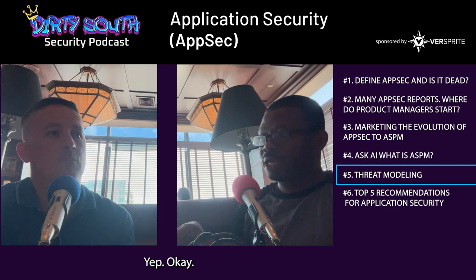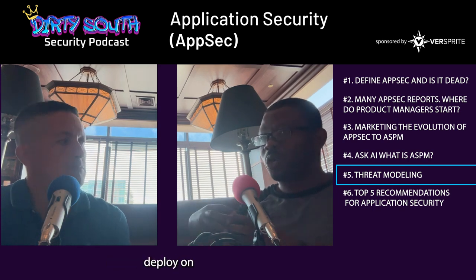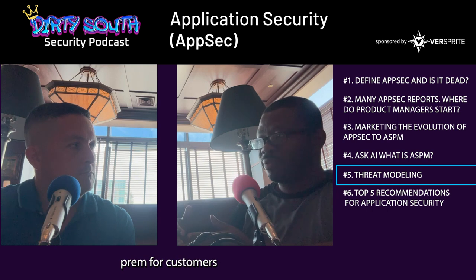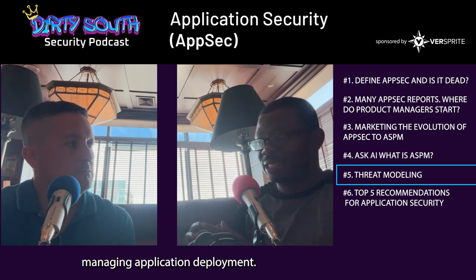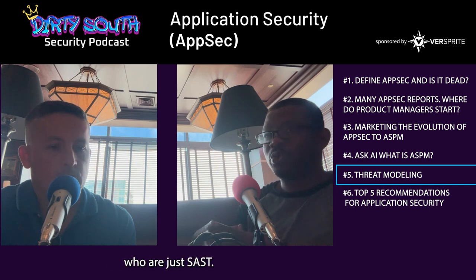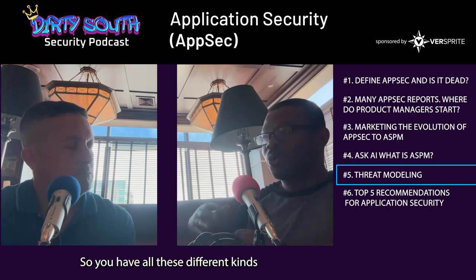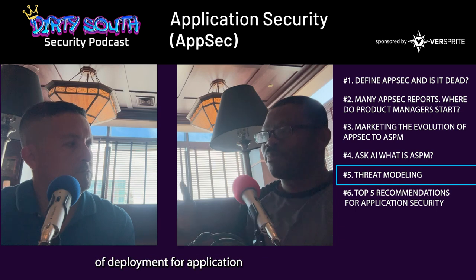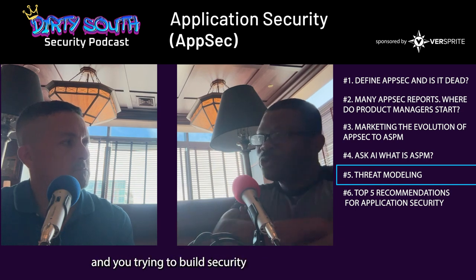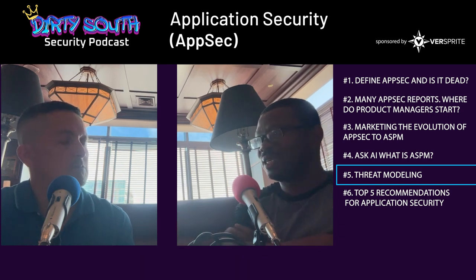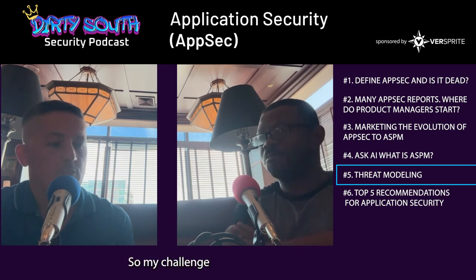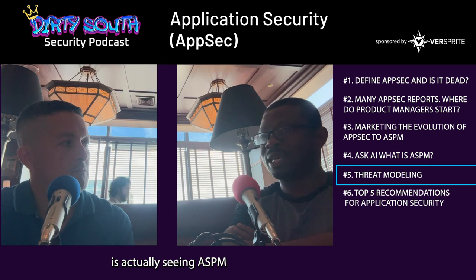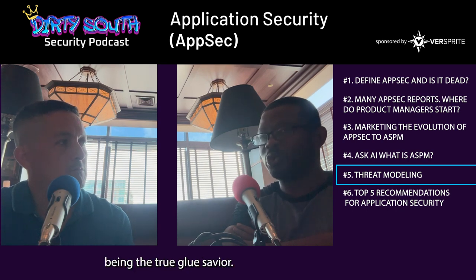Yep. Okay, and then you have those who actually deploy on, let's say, on-prem for customers. That has its own different beast of managing application deployment. Right. And then we have those who are just SaaS. So you have all these different kinds of deployment for application, and you're trying to build security into this whole process when you have a different kind of stack in here. So my challenge is actually seeing ASPM being the true glue savior for this mess.